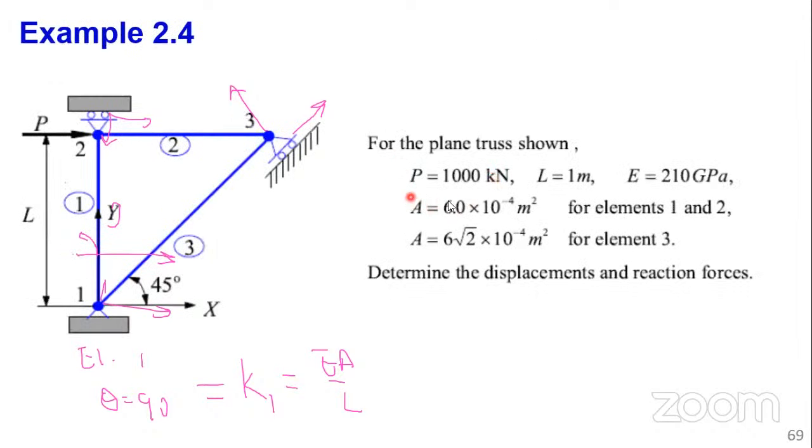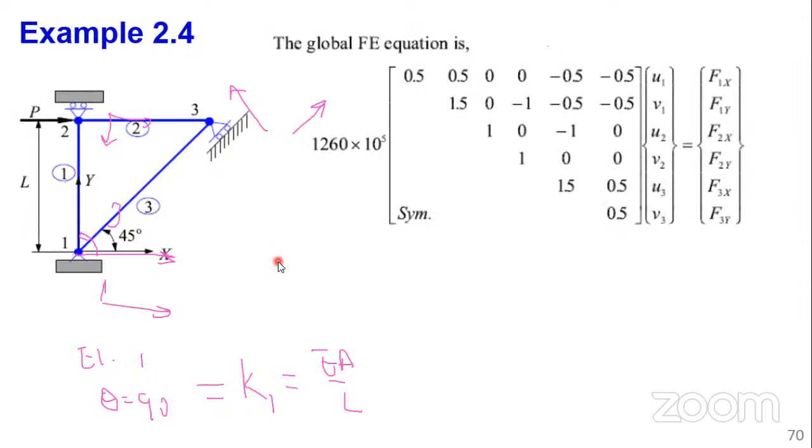You are told element 1 and 2, A is equals to this value. Element 3, A is different. So be cautious of that. Again, L is 1. So if you have this value 1 and these angles, you should be able to determine what is L2, what is L3. Then you are given for all of them, the material property is the same. So E is equals to 210 gigapascals. So note that when you are now substituting EA over L for K1, L is equals to 1, E is given, and A, of course, is given. So you get K1, K2, K3.